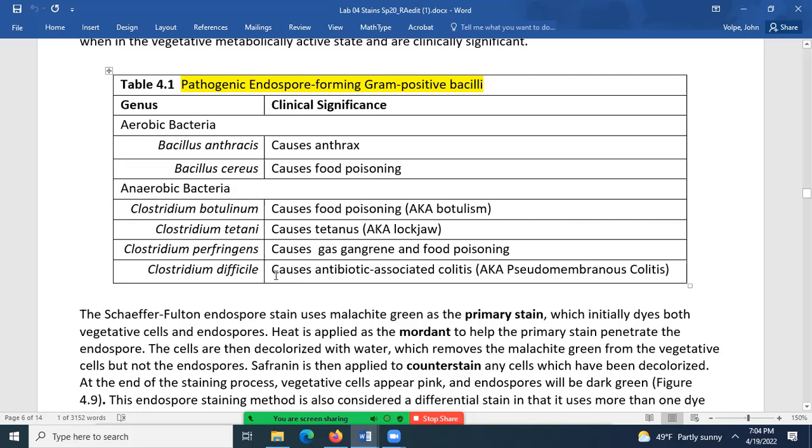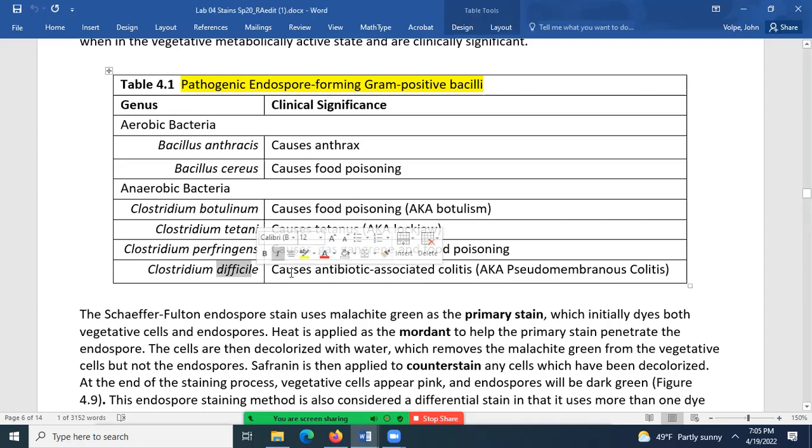And then I'm sure you've heard of C. diff, Clostridium difficile, which causes antibiotic-associated colitis. It also has an endospore, and that's why C. diff is so difficult to treat. The endospore can survive the antibiotic treatment. So you always have to treat a patient with antibiotics for at least 2 courses at 2 different times to get rid of C. diff. The first time you get rid of the vegetative cells, but not the endospores.